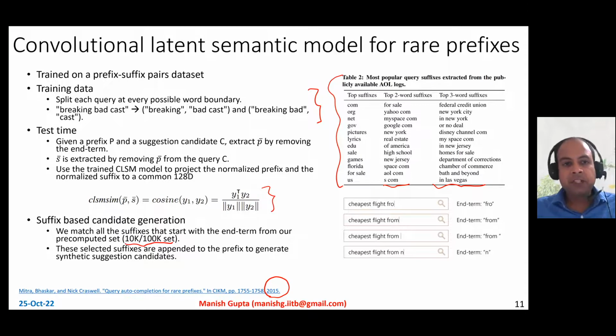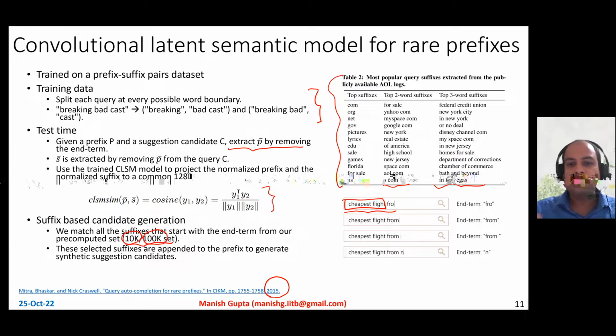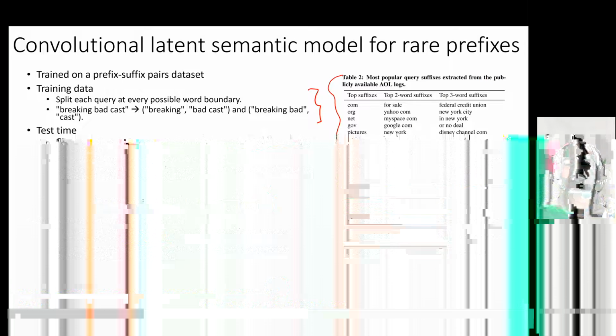Now at test time, what do you do? At test time, when you get a prefix, you basically extract p bar, which is basically removing the partial last word. So essentially, when the user is typing in a prefix, maybe the user has typed in cheapest flight, FRO. You would take just the cheapest flight part. You would then try to combine it with any of those 10,000 popular suffixes or 100,000 popular suffixes, as the case may be. You can keep a list of 10,000 or 100,000 and try to combine it with all possible suffixes. And then, whichever suffix gets the highest cosine similarity score from your CLSM model is going to win, and you would show it at the top.